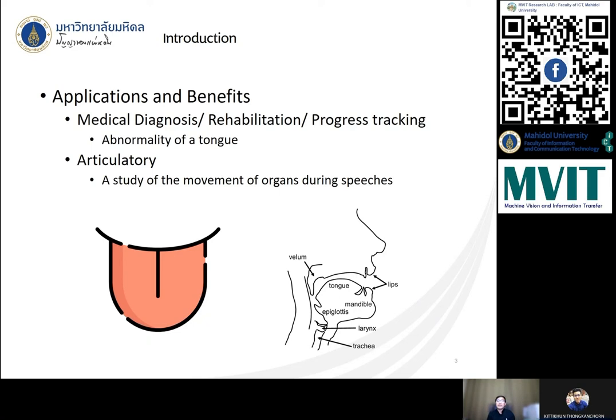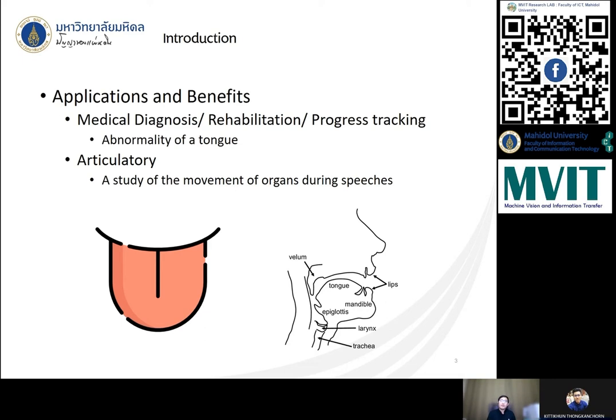Why do we need to do the tongue segmentation and also the estimation of the tongue movement? Because we need to do that for the medical diagnosis, the rehabilitation, or the progress tracking of the abnormality of the tongue. When the doctor or the human expert wants to see the abnormality or do rehabilitation or progress tracking of the rehabilitation, they have to look at the ability of the tongue movement. So it is very important to investigate the motion and abnormality of the motion of the tongue.